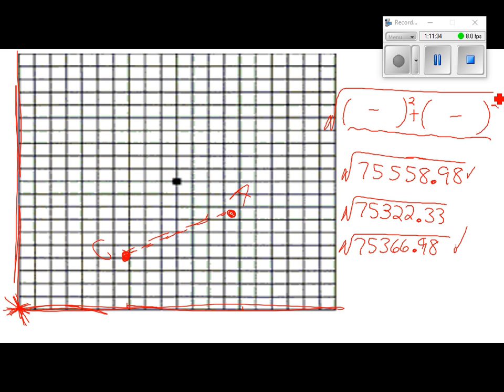What are our X's again? 435.3 and 212.0. What's our Y's? 311.3 and 151.6. Is that right? Yeah. Now let's try it. Punch that into your calculator and let's see what we get. Parenthesis first, 435.3 minus 212.0, close the parenthesis, square it, plus 311.3 minus 151.6, close the parenthesis and square that.